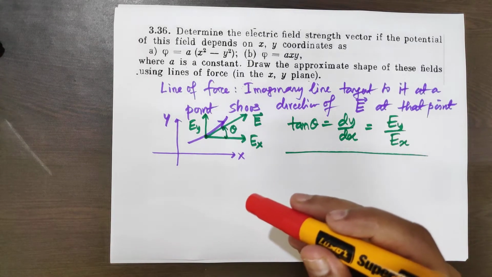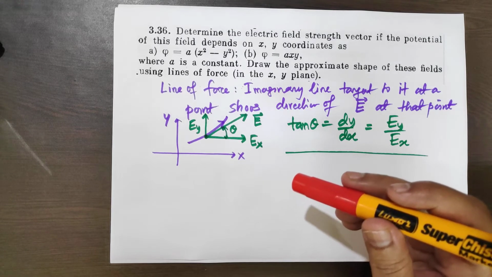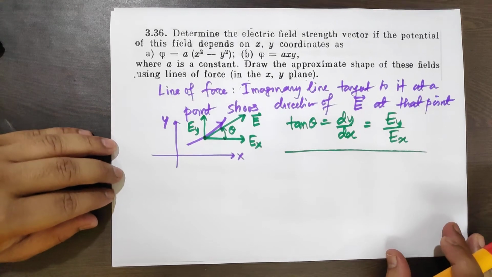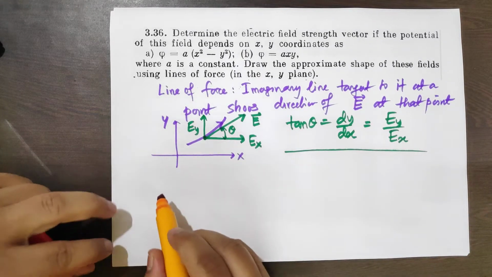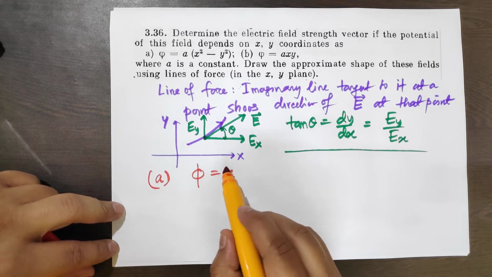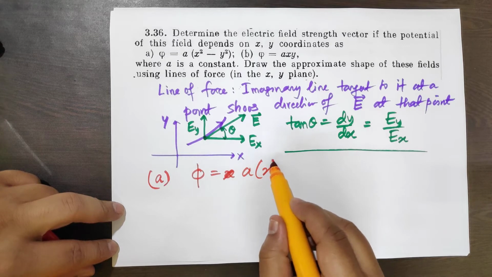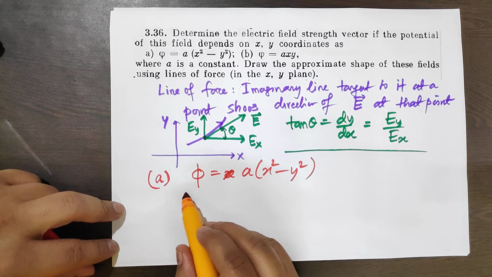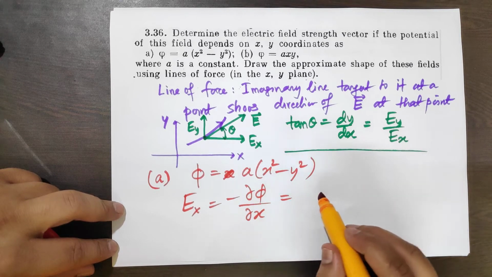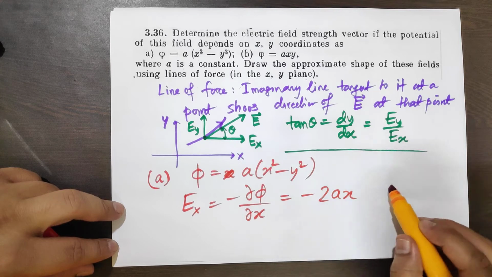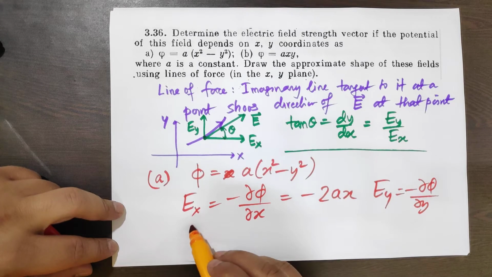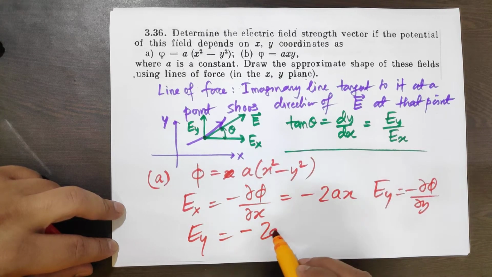This first one, phi is the potential. Phi is equal to A into x square minus y square. Okay, so part A, phi is equal to A times x square minus y square. Okay, you know Ex equal to minus del phi by del x, so that is equal to minus 2ax. Similarly, Ey is equal to minus del phi by del y, therefore Ey equal to minus 2ay.